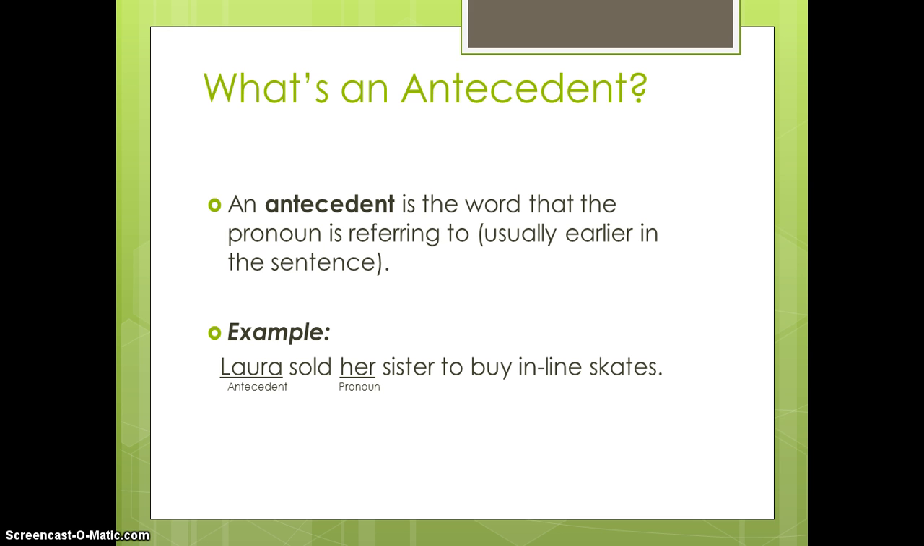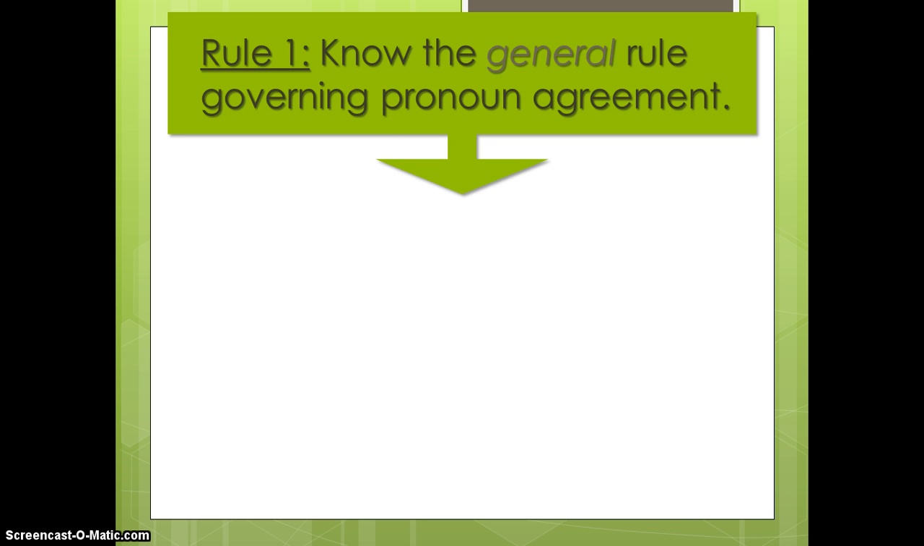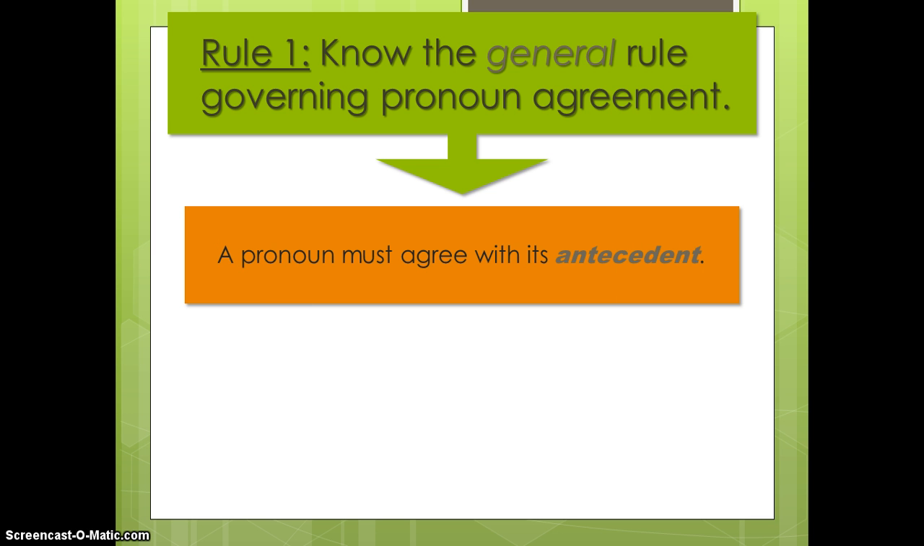So we know pronouns, we know antecedents. Now we're going to learn 3 rules for pronoun agreement. And the first one is the general rule. A pronoun must agree with its antecedent. It must agree in number, must agree in temperament, must agree in all facets.